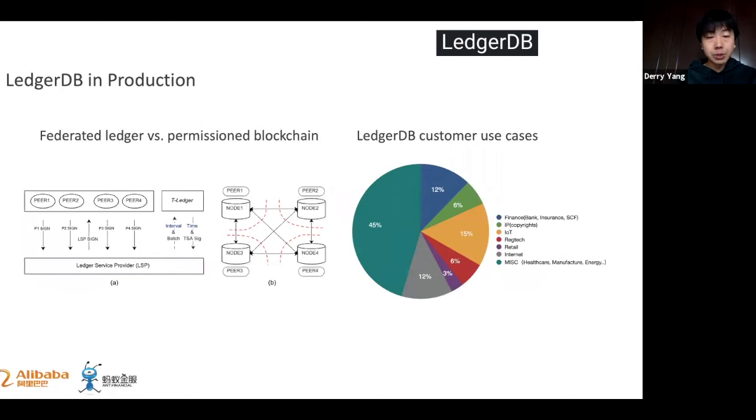Here, we compare a federated ledger with a permissioned blockchain. LedgerDB can get higher performance, lower cost, easier usability, and better external auditability in the same blockchain applications. The pie figure shows our customer application distribution percentages until August this year: IoT data tracing, insurance, supply chain finance, intellectual property, regtech, retail, healthcare, manufacturing, and energy. A real-world happening is that more and more permissioned blockchain customers are moving forward to CLD systems.